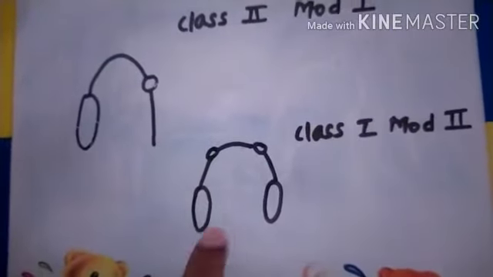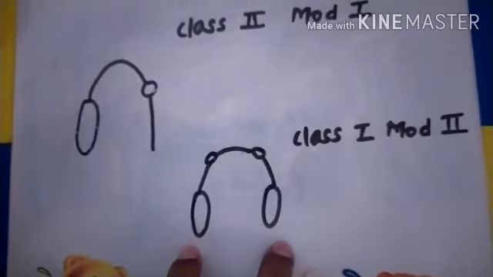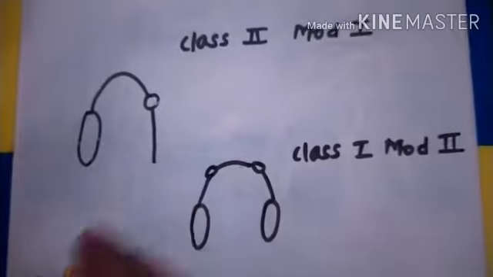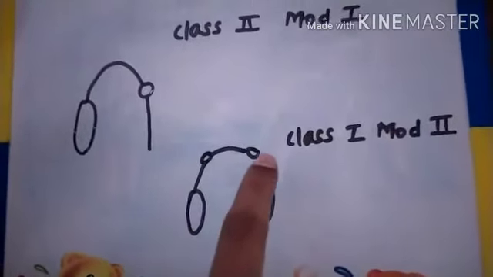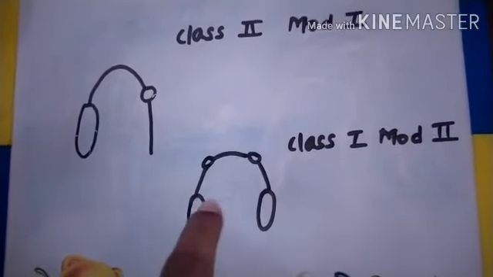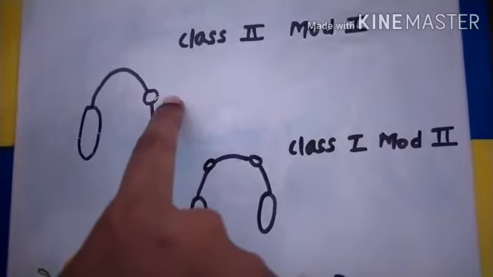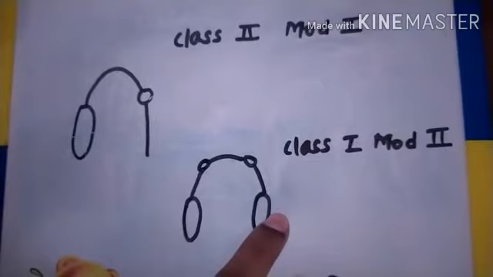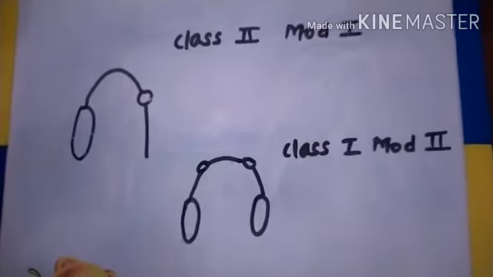In this situation there are two posterior edentulous spaces, so it is class 1 classification, and there are two edentulous spaces which are present anterior to it. There are two numbers, so modification 2. That means class 1 modification 2. There is one edentulous space, one modification. If there are three edentulous spaces extra present anteriorly, so it will become modification 3. So I hope it's very clear to you.